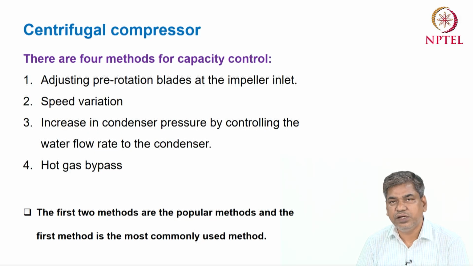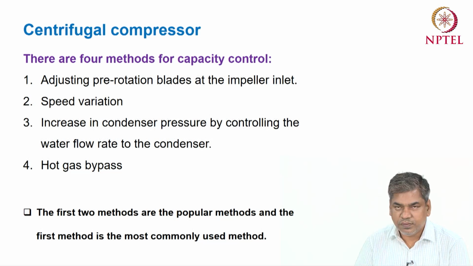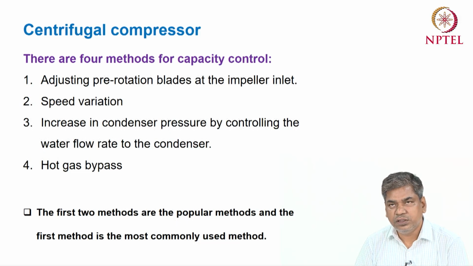Another is the hot gas bypass. If you bypass some flow from inside the compressor, that also can be used to control the total mass flow rate to the compressor. The first and second options are generally used to control the mass flow rate to the compressor.